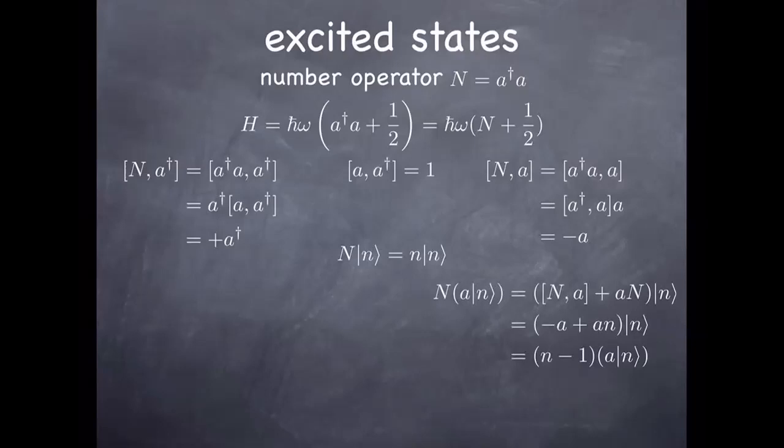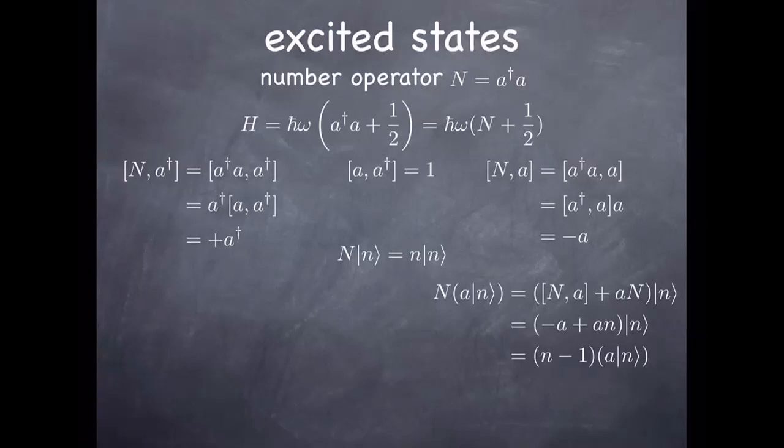So in this case, this is N A acting on state n, and the N A operator can be written as NA minus AN plus AN. So I haven't changed anything here. The NA commutator is NA minus AN, which cancels this plus AN, so the whole thing is just back to NA. Nothing has been changed.